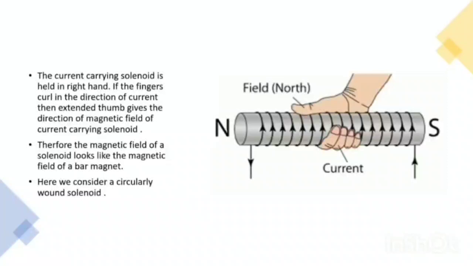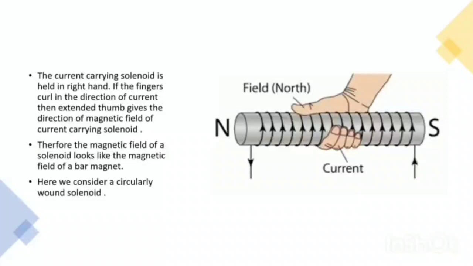If the current carrying solenoid is held in the right hand and the fingers curl in the direction of current, then the extended thumb gives the direction of the magnetic field of the current carrying solenoid, as shown here. Hence, the magnetic field of a solenoid looks like the magnetic field of a bar magnet.